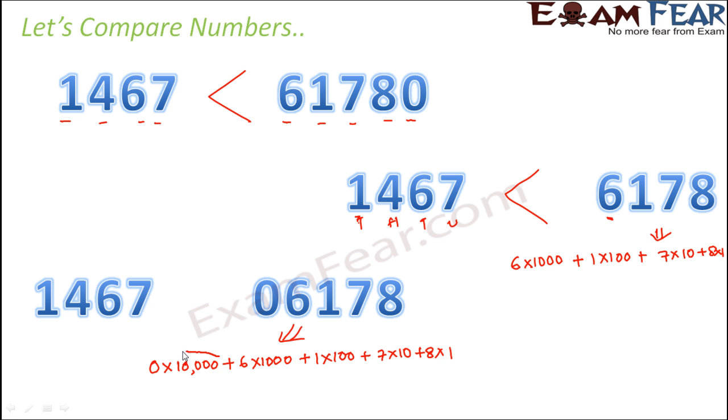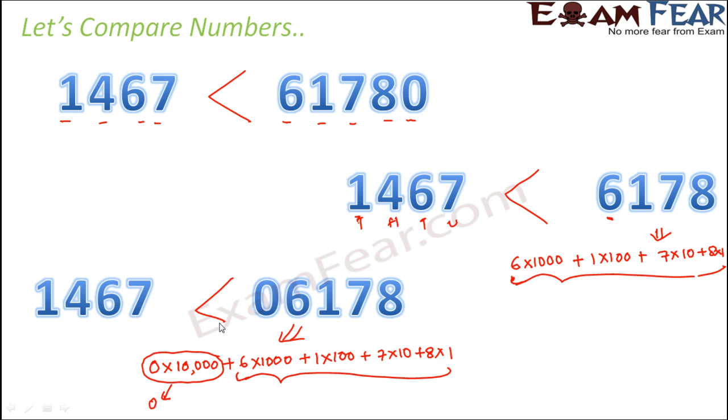But here in this case, 0 multiplied by 10,000, 0 multiplied by anything becomes 0. So basically this term becomes 0. So you are left with the same thing as you had in this case. And that is why we say that whenever you have 0 as the first digit of the number, that 0 doesn't have any value, because this term vanishes altogether. So here also it actually means 1467 and 6178. But anyway, 6178 is greater than 1467. That is a different story. But what I'm trying to say is, just by looking at the number of digits, you cannot say that this is greater.